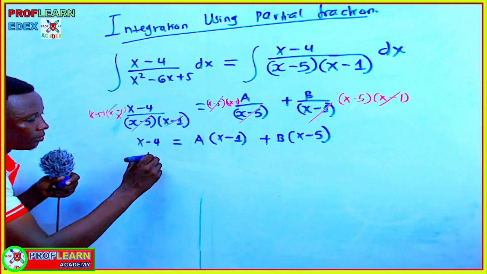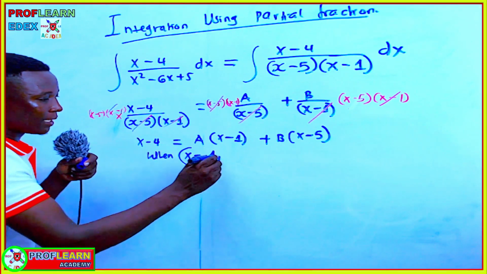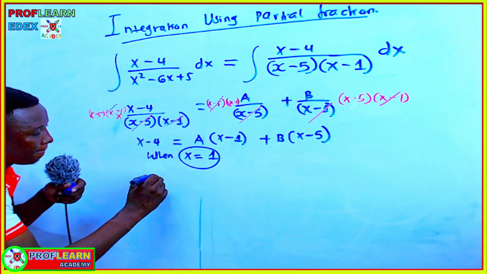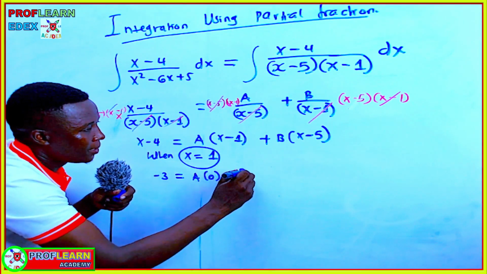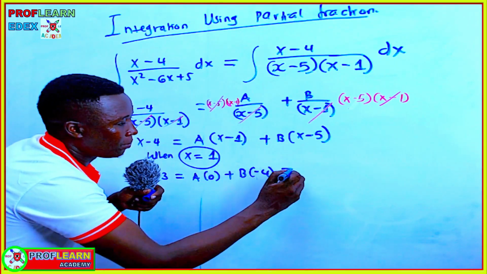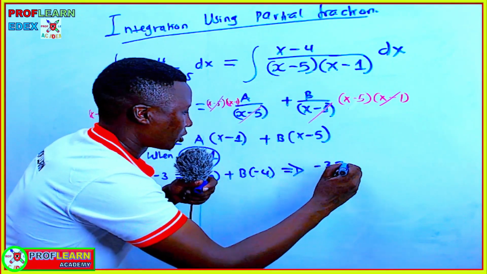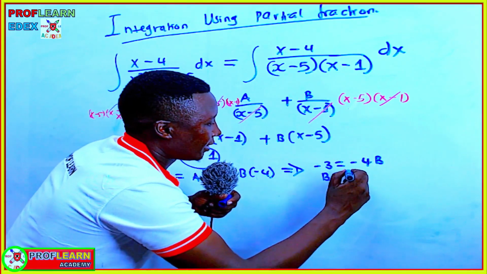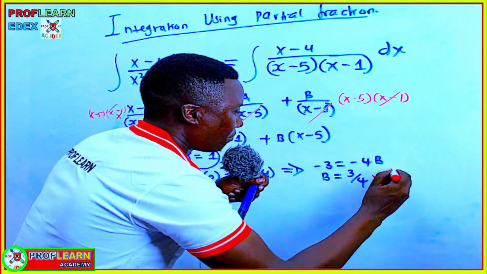So when x equals 1, we replace x with 1 throughout this expression. We are going to have minus 3 equals a times 0 plus b into 1 minus 5, which is negative 4 at that given point. So in our equation we have minus 3 equals minus 4b, which means that our b is actually 3 over 4. So we have gotten the constant b, right?